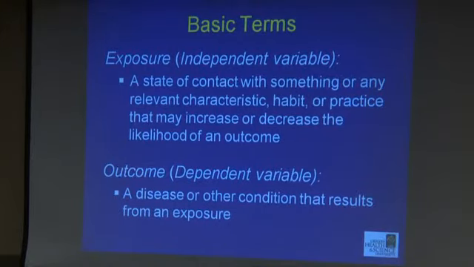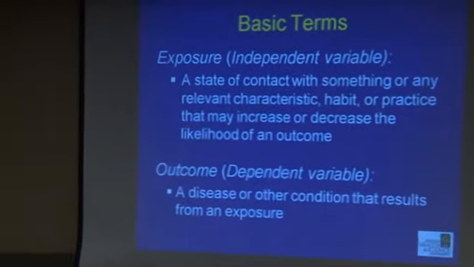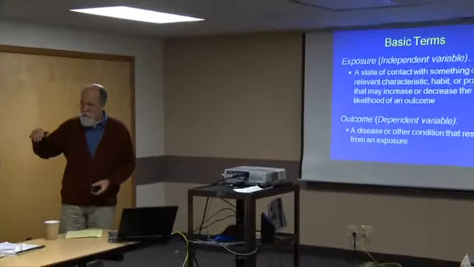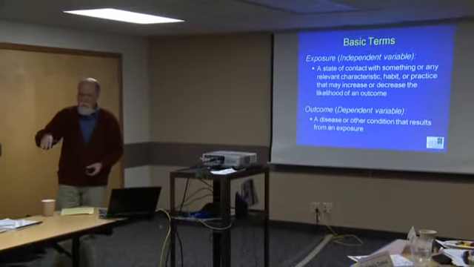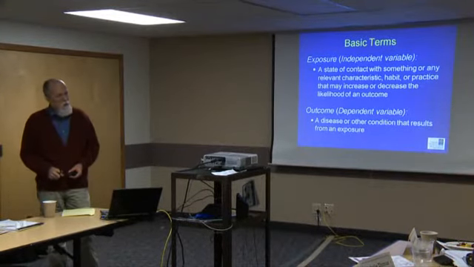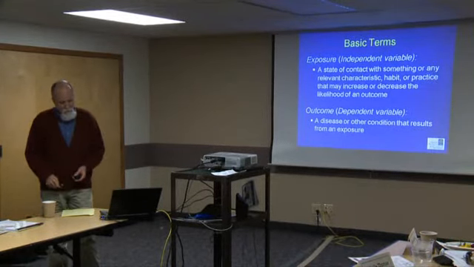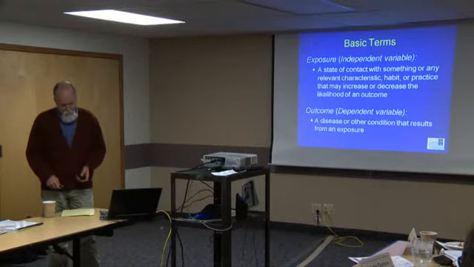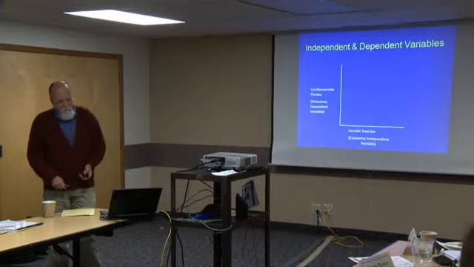But we also talked about the fact that an exposure and an outcome don't necessarily have to be a germ and a disease as such. It could have to do with socioeconomic status, which could be an exposure, and different kinds of outcomes that derive from that. So in review, an exposure is a state of contact with something, or any relevant characteristic, habit or practice that may increase or decrease the likelihood of an outcome. We showed one where it increases, but it could also be associated with a decrease in an outcome. An outcome is the disease or other condition that results from the exposure, or lack thereof.